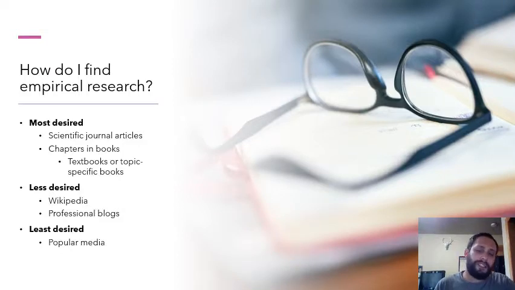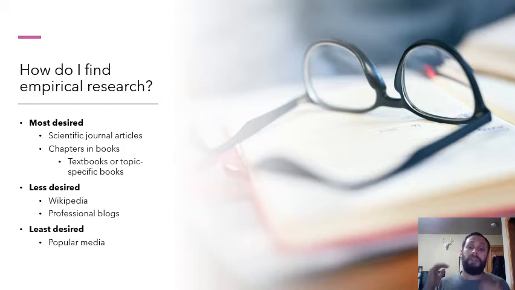So now I want to switch gears a little bit and go back to what we're talking about with empirical research. So how do we find empirical research? This is research that really controls for those biases, that actually takes into account and is not subjective in experience. It's not an experience way of looking at things. However, it is a way of doing actual research.